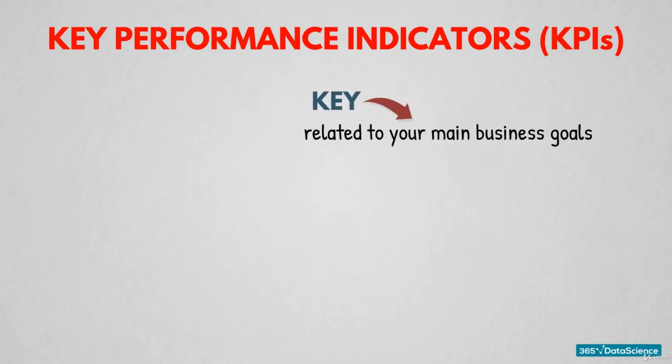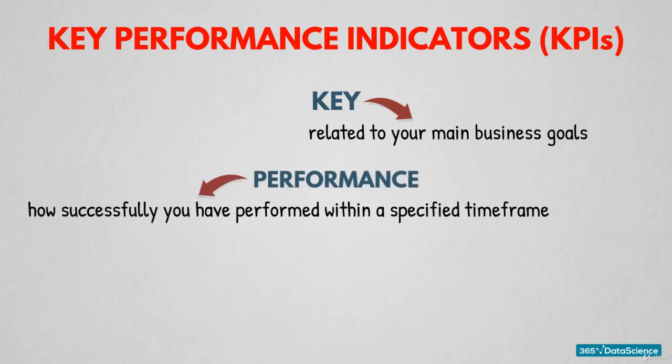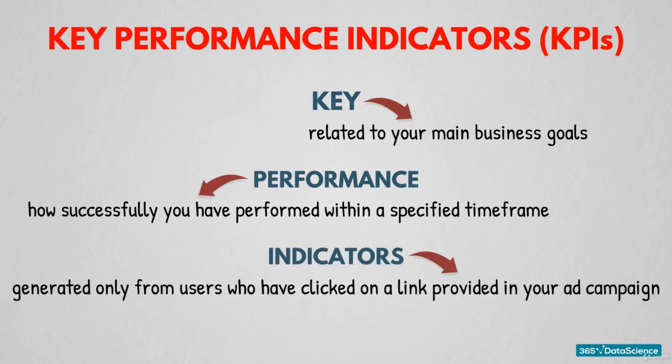Key because they are related to your main business goals. Performance because they show how successfully you have performed within a specified time frame. And indicators, because they are values or metrics that indicate something related to your business performance.